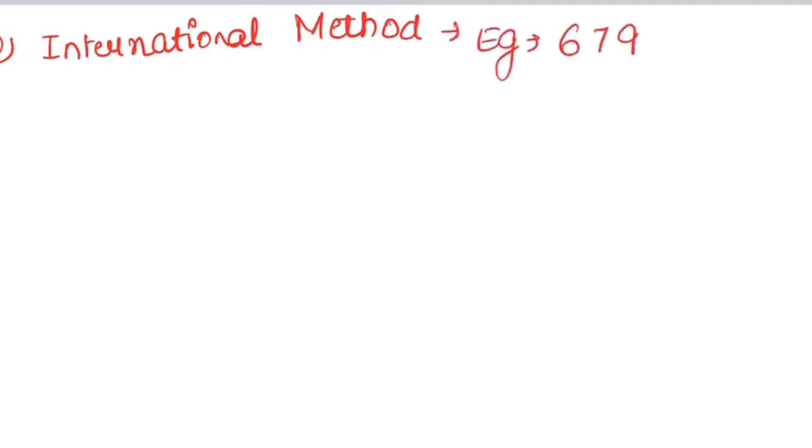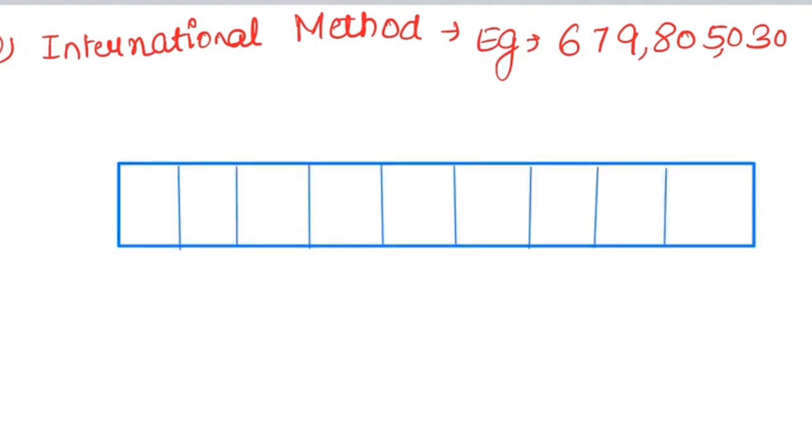Understood? Next is your international method, which I already said we use outside India. So first of all we will take one example: 6 7 9 8 0 5 0 3 0. Same method, right-hand side to left-hand side. Okay, but in the international system we put commas after every 3 digits. Again we make one column, and how many numbers are given in total? Total 9 numbers are given.